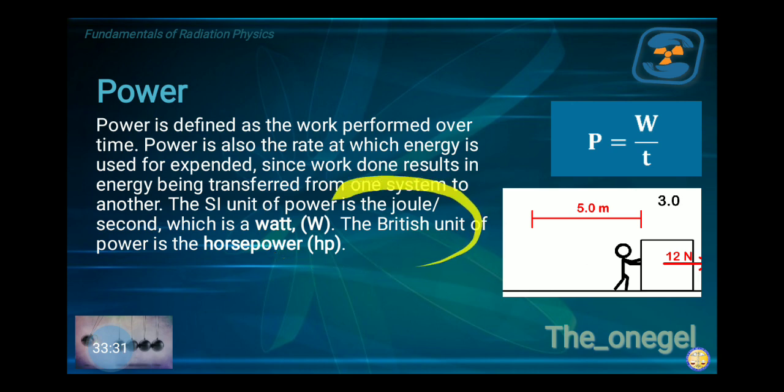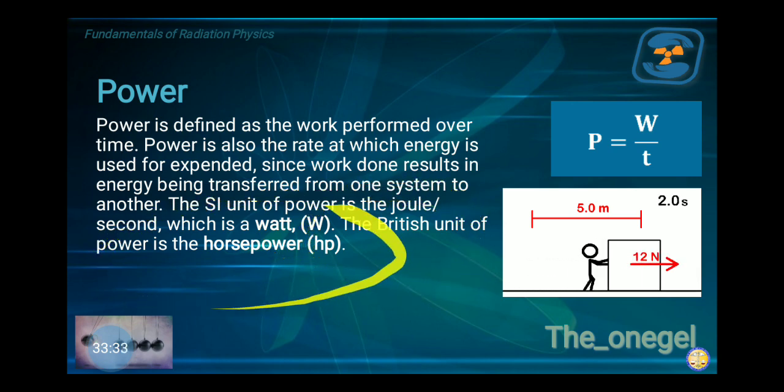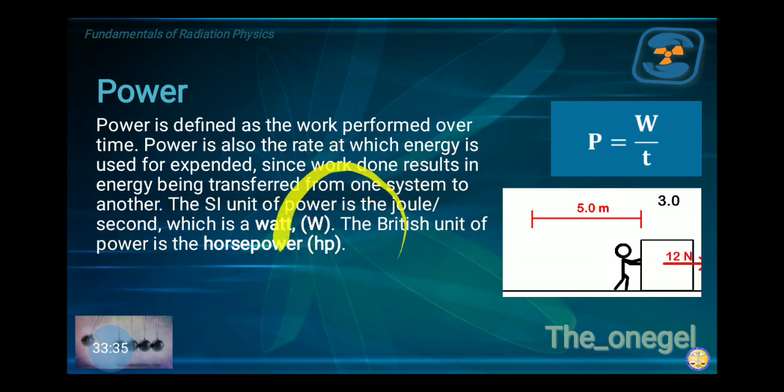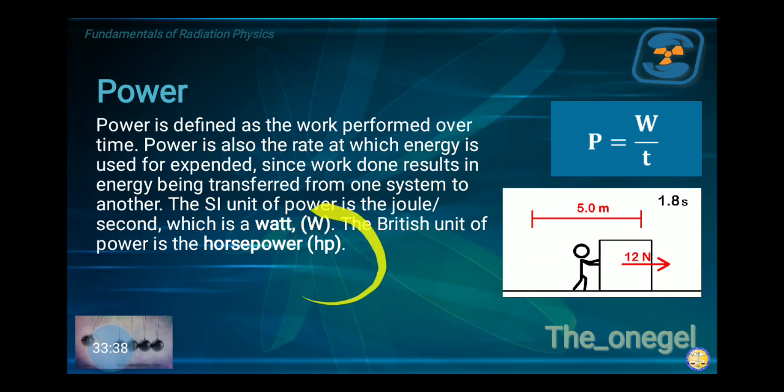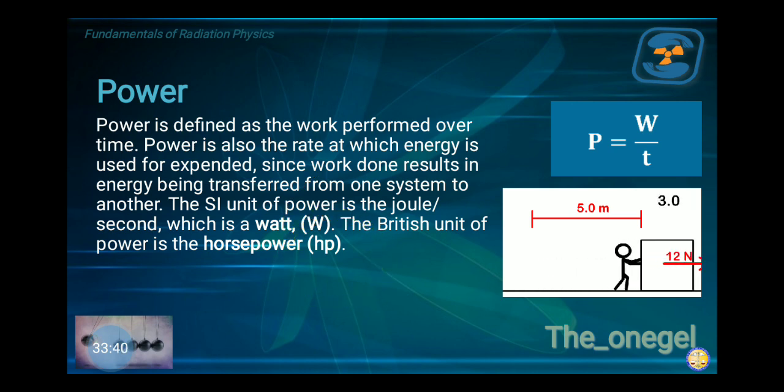But the British unit of power is horsepower, small letter H and small letter P. HP, not Harry Potter. Horsepower. So 1 HP is equivalent to 746 watts. Okay, very good. Again, power is the work performed over time.